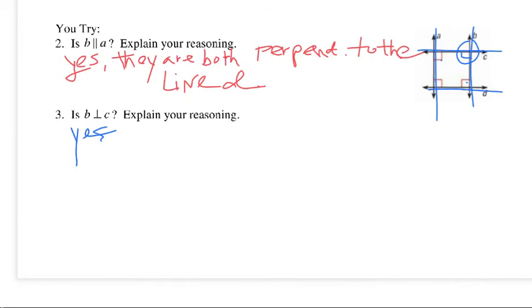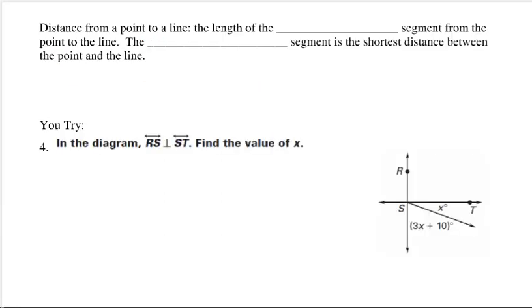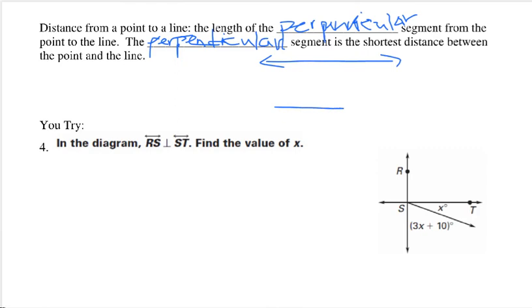The distance from a point to a line is talking about the length of the perpendicular segment from the point to the line. The shortest distance is if you use the perpendicular line. So if we had a line segment like this and a line segment like this, the shortest distance between the two of them would be the perpendicular distance, the perpendicular line.